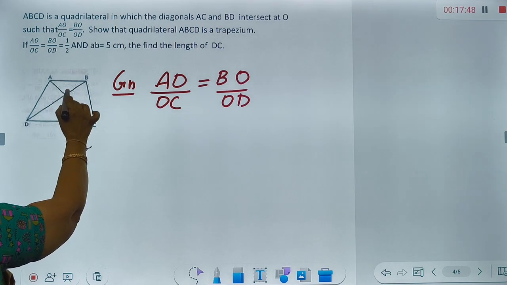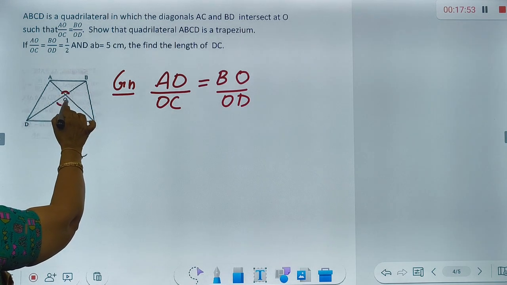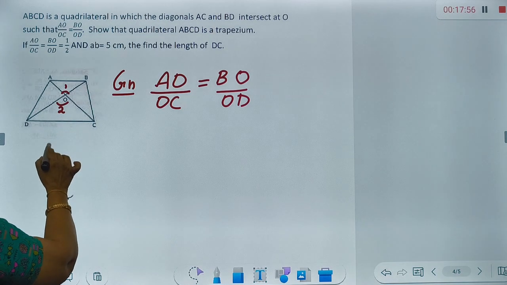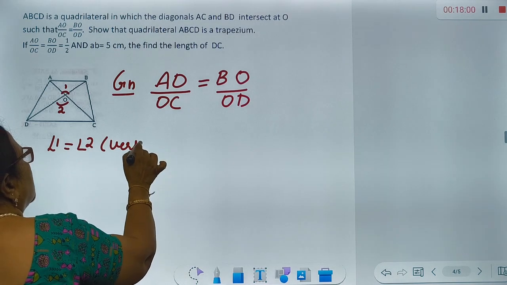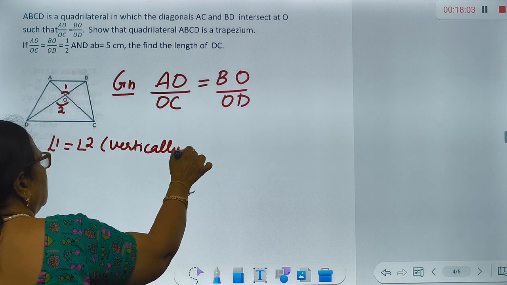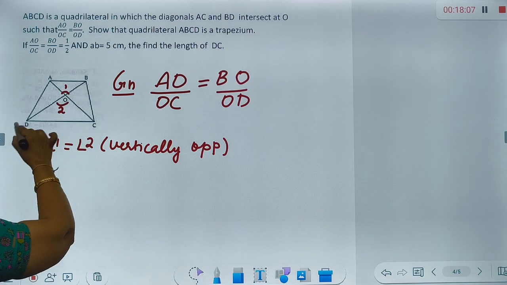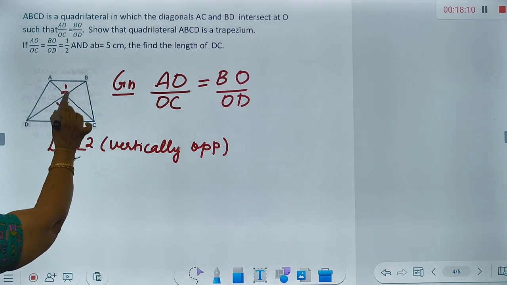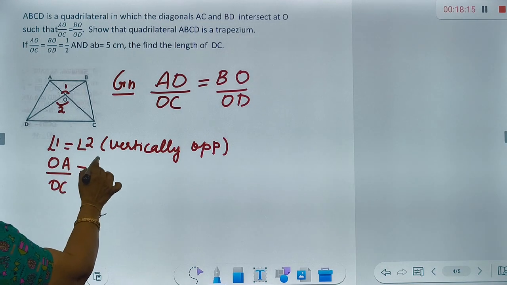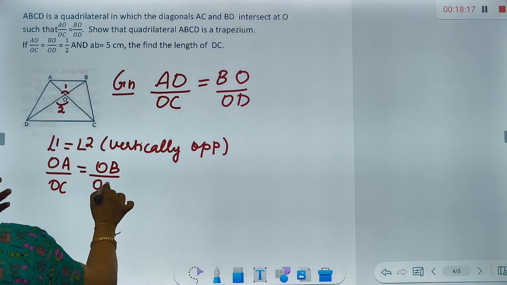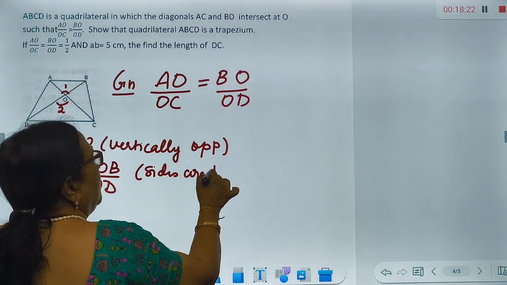If you look at this triangle and this triangle, this angle is equal to this angle. Angle 1 equal to angle 2. They are vertically opposite. And the sides are proportional. OA by OC equal to OB by OD. Sides are not equal but proportional.